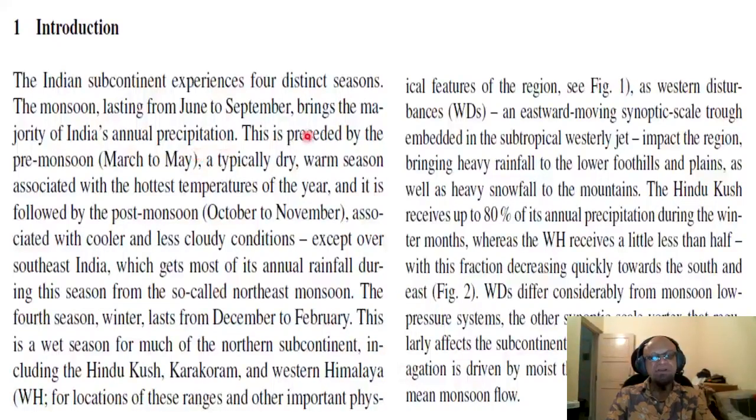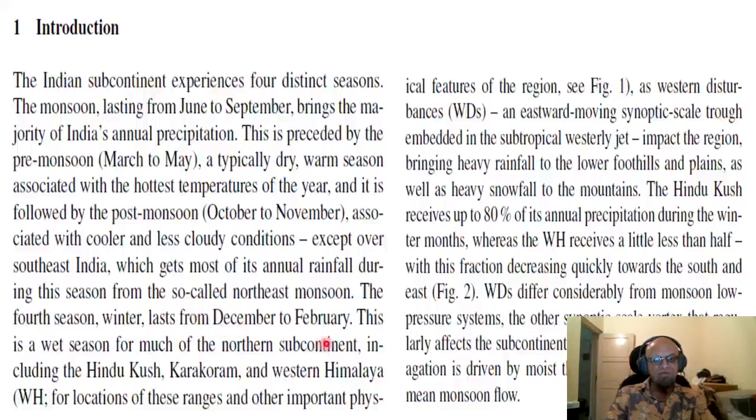The Indian subcontinent experiences 4 distinct seasons. The monsoon, lasting from June to September, brings the majority of India's annual precipitation. This is preceded by the pre-monsoon, March to May, a typically dry, warm season associated with the hottest temperatures of the year, and it's followed by the post-monsoon, October to November, associated with cooler and less cloudy conditions, except over southeast India where you get the northeast monsoon and most of its annual rainfall in this season as well.